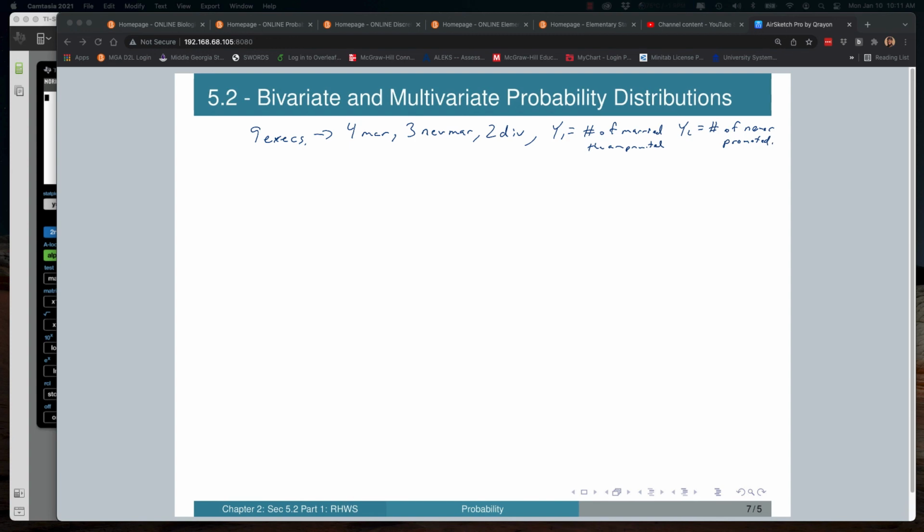All right. Well, what values can y1 take? Well, there are 4 married individuals, right? So quite literally, y1 has to be somewhere between 0 and 3. Can't be more than 3. Can't be less than 0. Same thing with y2, because we have 3 individuals there, so it's possible that we pick all 3 executives that have never been married to be promoted. So that's a possibility as well.